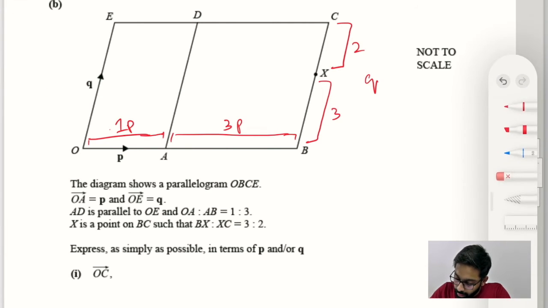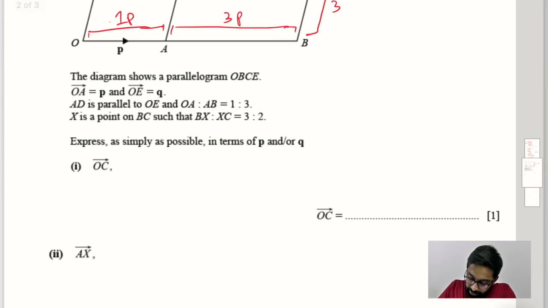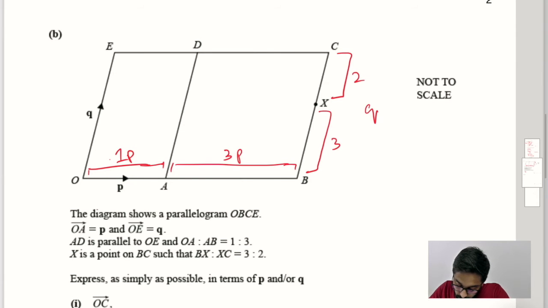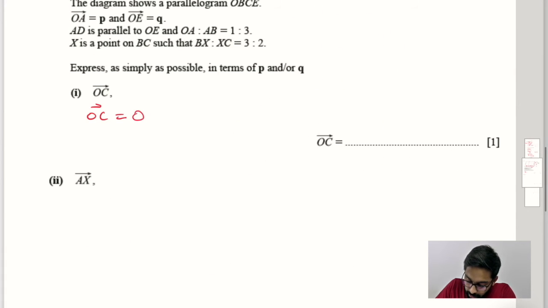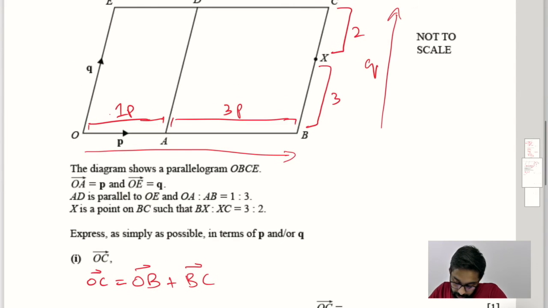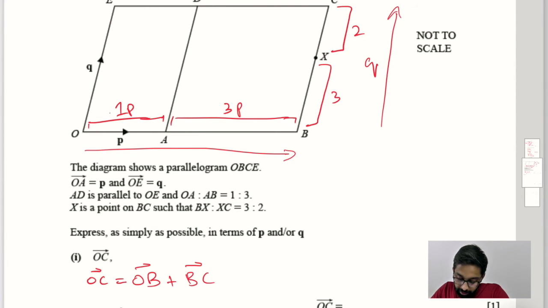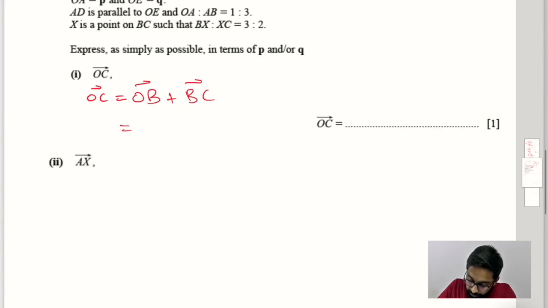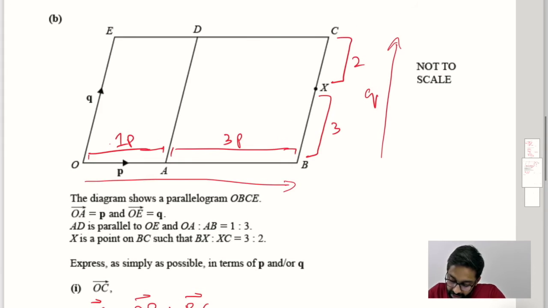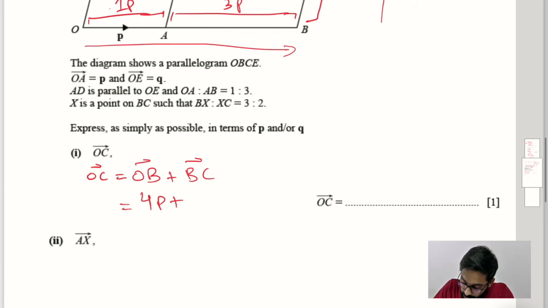Okay. Moving on. The question says find OC. So in order to find OC, you would need to go from O to B and then from B to C. So you need to add OB plus BC. OB is made up of 4 parts of P. That means it is going to be 4P. So you write 4P plus BC entirely is one whole part, which is Q. So you write Q here. So this is your answer, 4P plus Q. I hope this made sense.